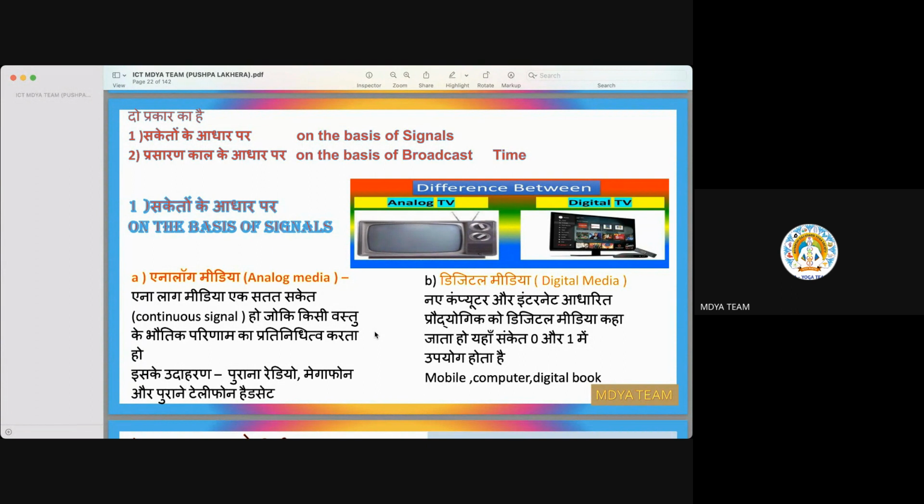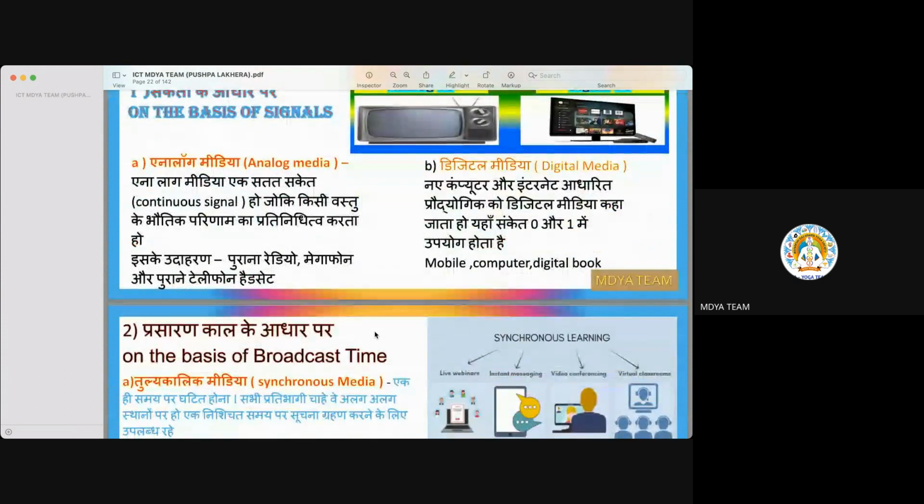They convert the data into the form of zeros and ones. Each and every value of audio, video, whatever they are converting, is represented as combinations of zeros and ones. Only two digits are used, 0 and 1. That's why it is called digital media. So nowadays we are using digital signals. Mobiles, computers, whatever we are using nowadays, are all digital in nature.